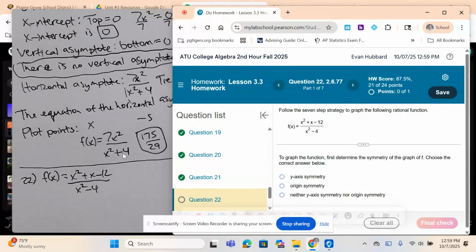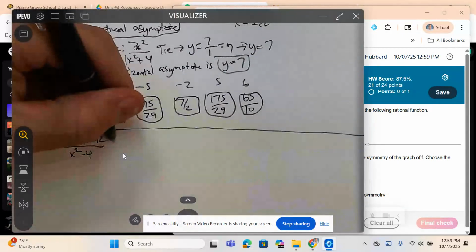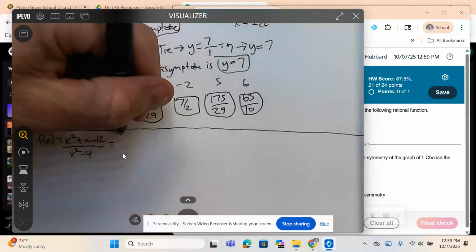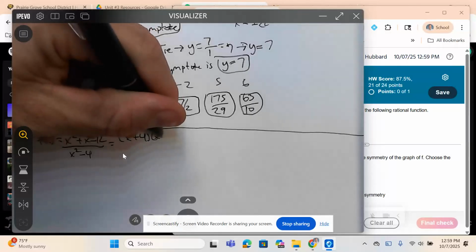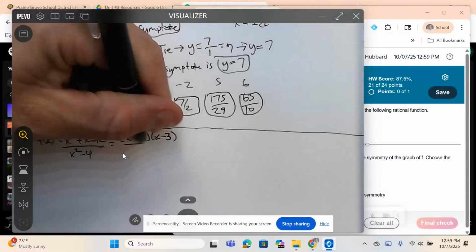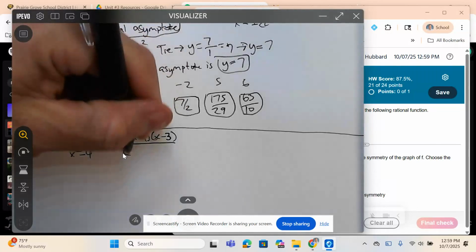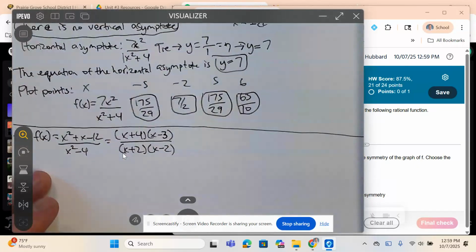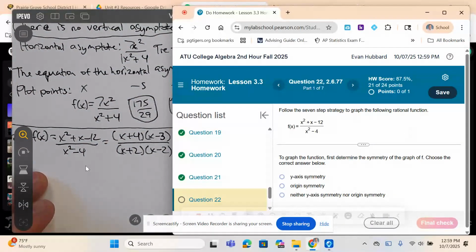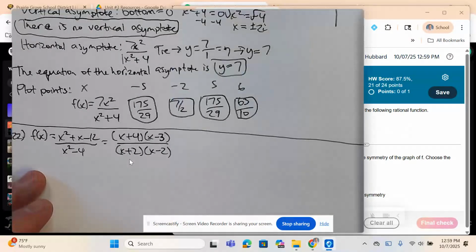22 brings an interesting scenario because you want to simplify this thing first. What multiplies to negative 12 and adds to 1? That would be x plus 4, x minus 3, divided by x squared minus 4. Oh, wait, never mind, I was wrong. Nothing's going to cancel there.